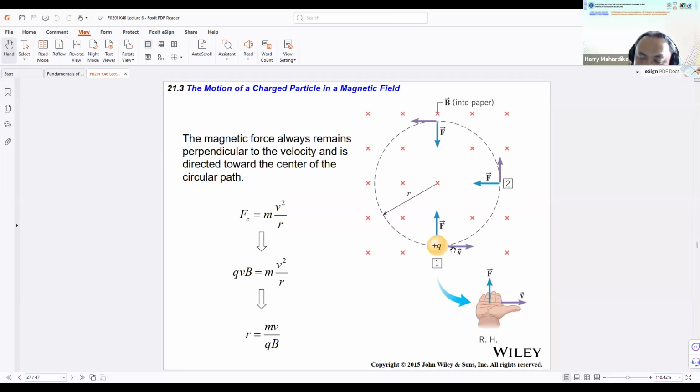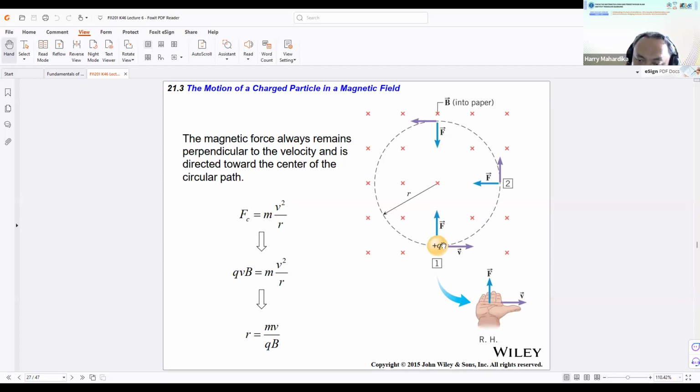And since this is a closed path, there will be no work done here, because it initially starts here and the end point is also the same starting point. So therefore, there will be no change in position. The final and initial position of the charged particle that we consider here is the same.